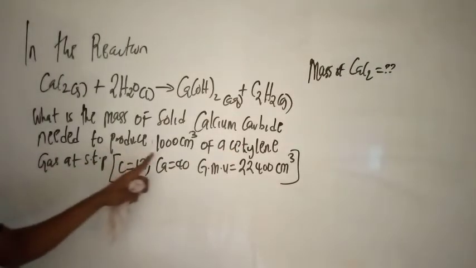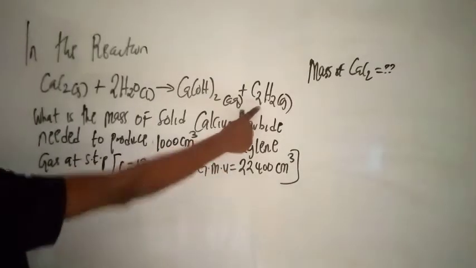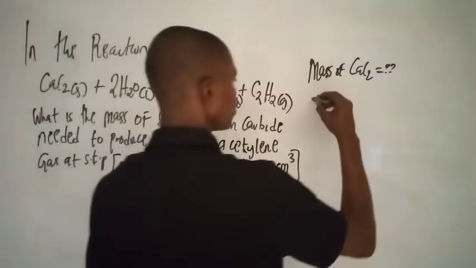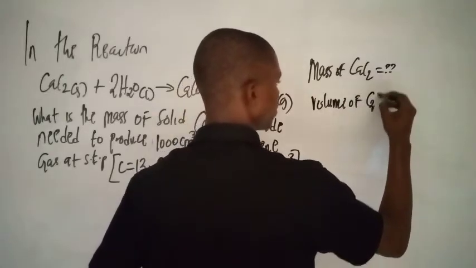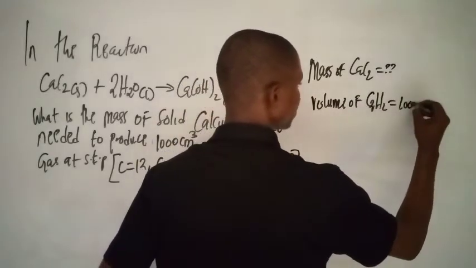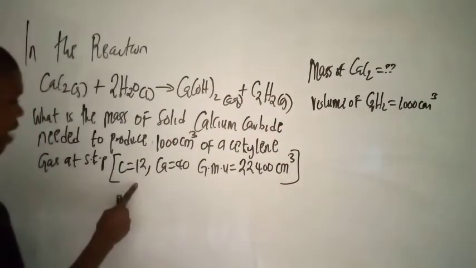Needed to produce 1000 cm cube of acetylene gas. Acetylene gas is C2H2. So the volume of acetylene gas, which is C2H2, can be given as 1000 cm cube, right?